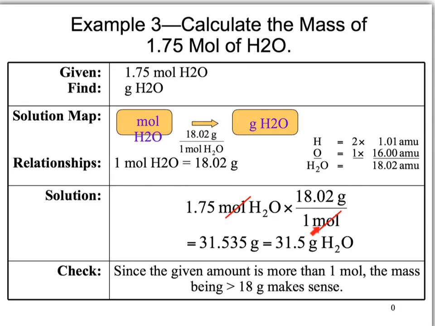Therefore, 1 mole is on bottom. The mass of water from the periodic table is on top. Moles cancels. We are in units of grams. We do the math, and we get 31.5 grams of water.